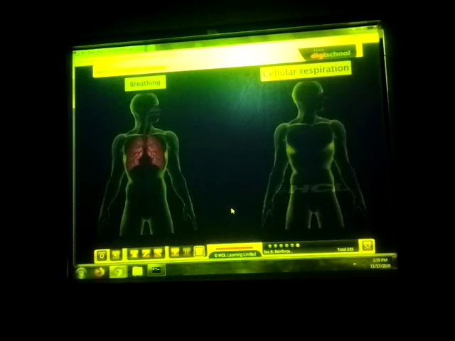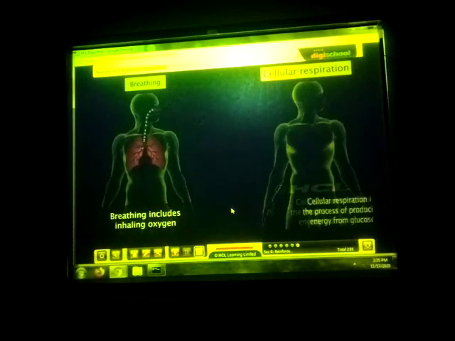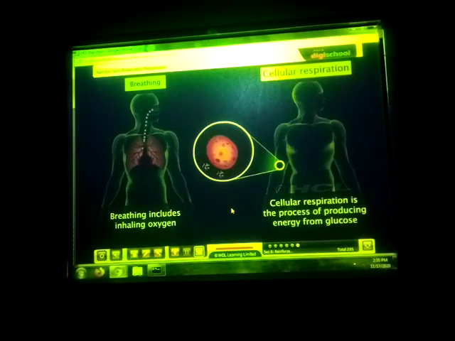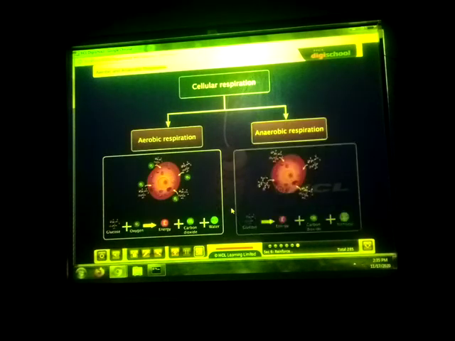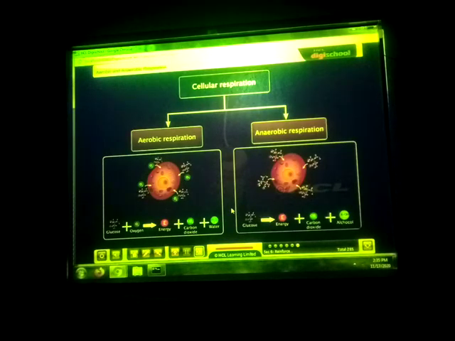Let us do a quick recap. Breathing includes inhaling oxygen, and cellular respiration is the process of producing energy from glucose. The cellular respiration that occurs with oxygen is known as aerobic respiration, and cellular respiration that occurs without oxygen is known as anaerobic respiration.